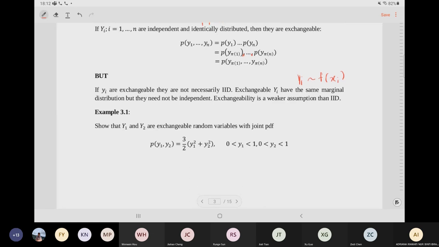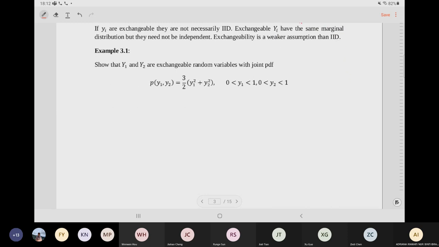Okay, so if you look at the example, say that we have two random variables, Y1 and Y2, and we have the joint PDF as given here. So to show that Y1 and Y2 are exchangeable but not independent, what happened here is you have to find the marginal for Y1. Okay, right. So in this case, just take note that you might need to do a lot of integration, a lot of derivation. So for example, if I were to find the marginal of Y2, you have to integrate over the joint PDF.